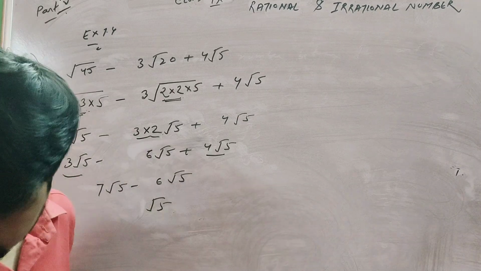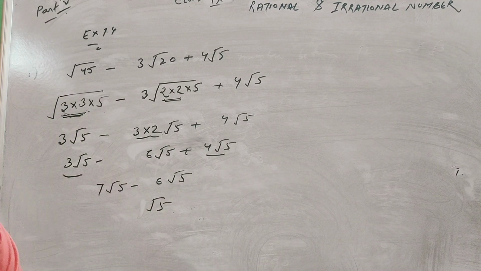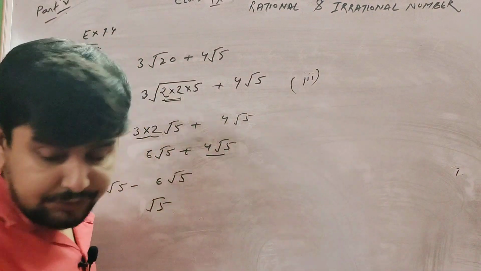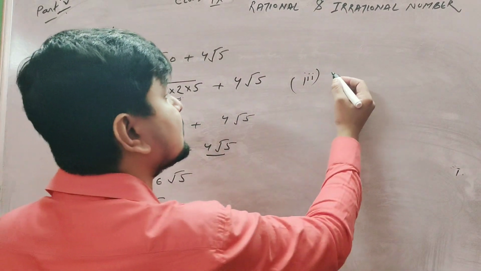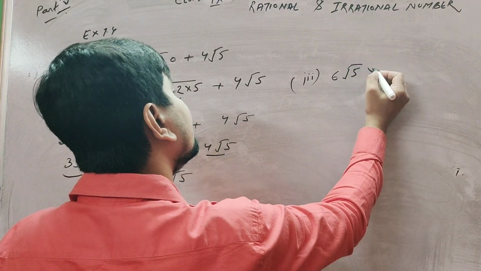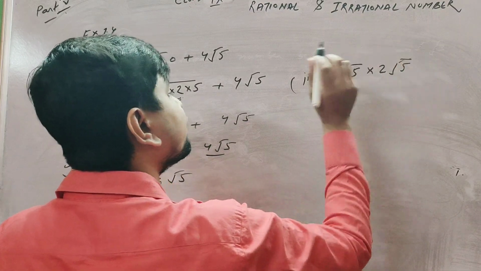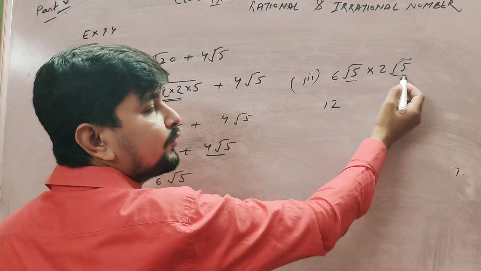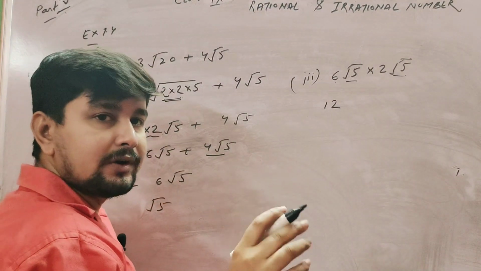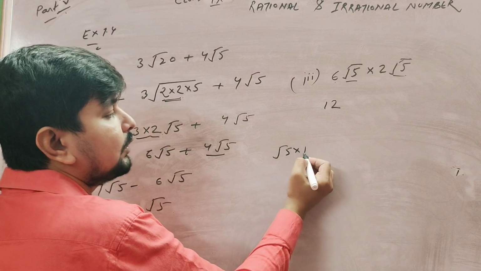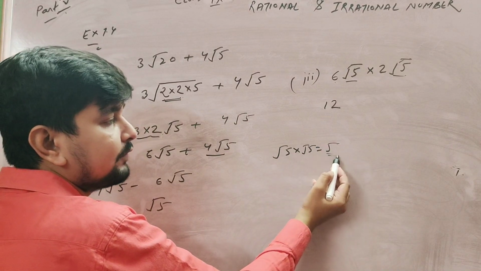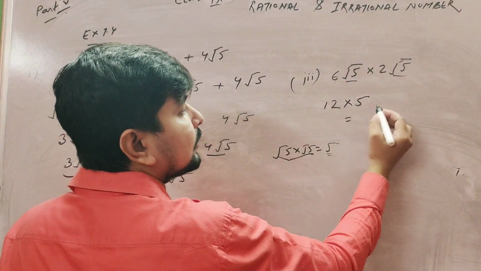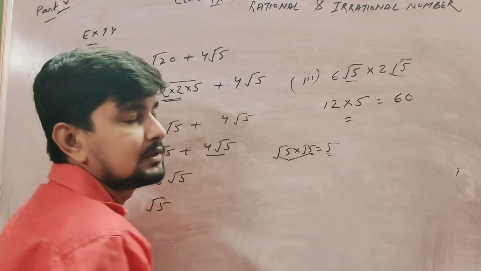Clear? Now it's time for question number 3. Question number 3 is 6 root 5 into 2 root 5. 6 times 2 is 12. Root 5 times root 5 is a single 5, because I already explained that root 5 into root 5 gives one 5. Clear? So it's 5 times 12, which is 60.